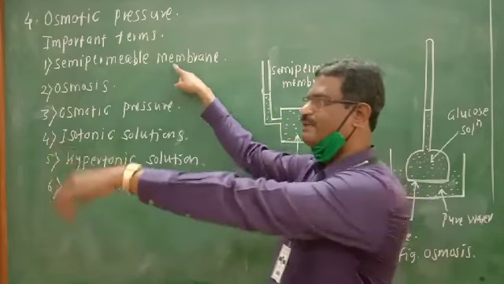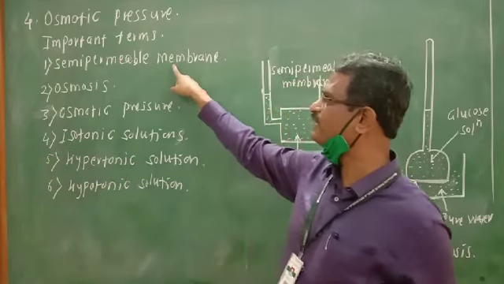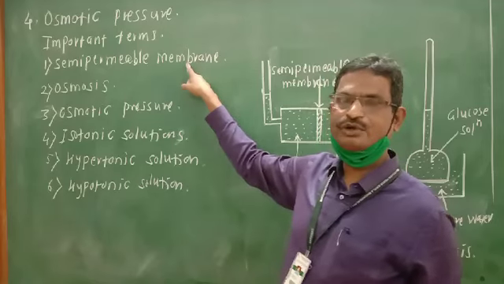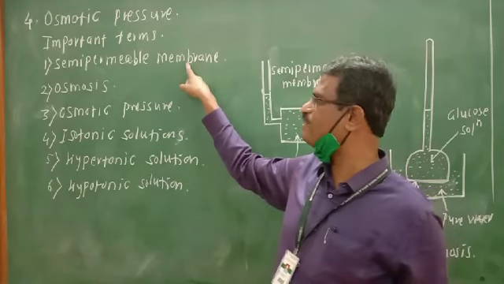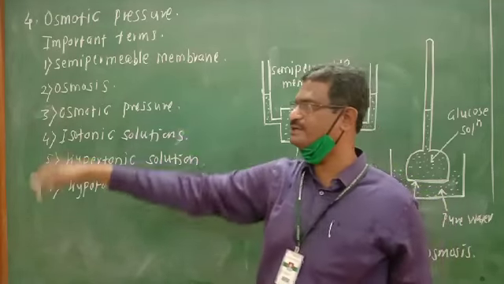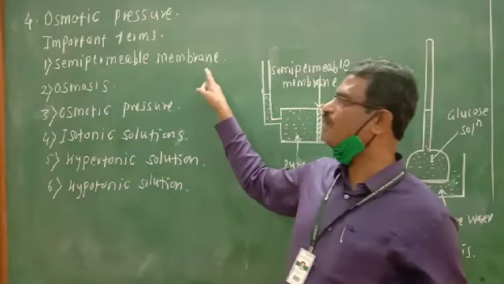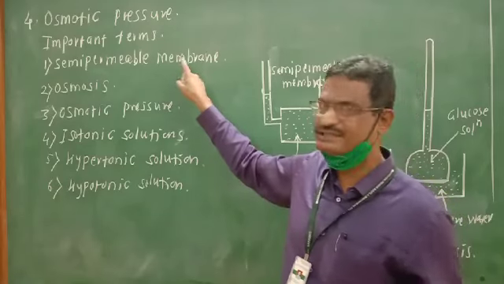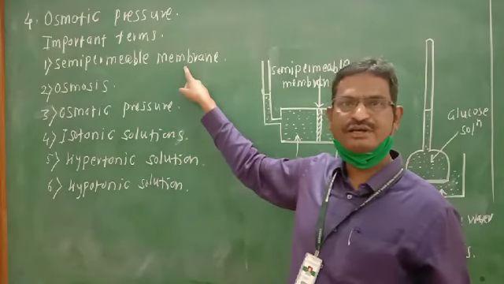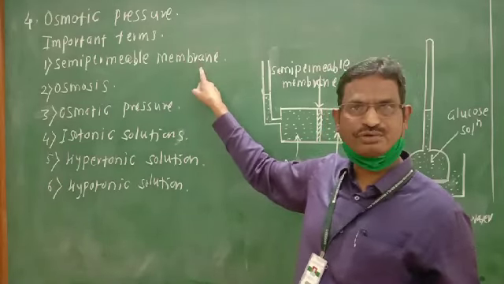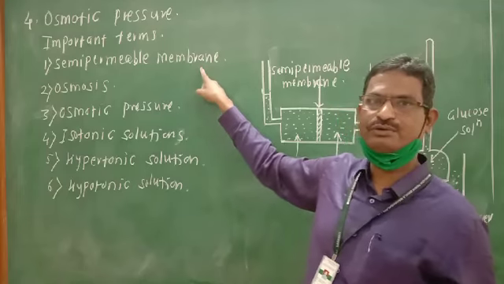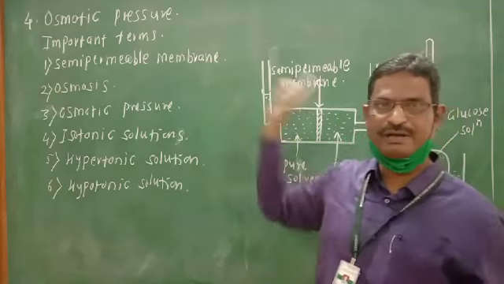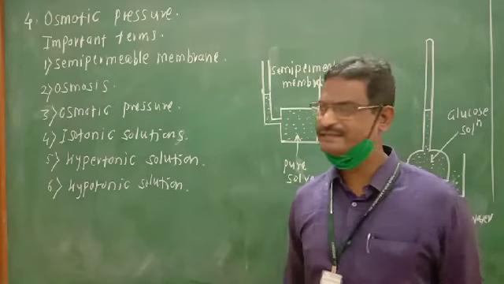What is meant by semi-permeable membrane? It is the membrane which allows the passage of only solvent molecules through itself but not a solute. The membrane which allows the passage of only solvent through itself but not a solute is known as a semi-permeable membrane. So why does it take place?